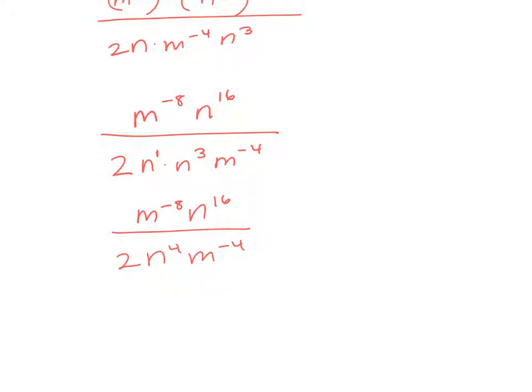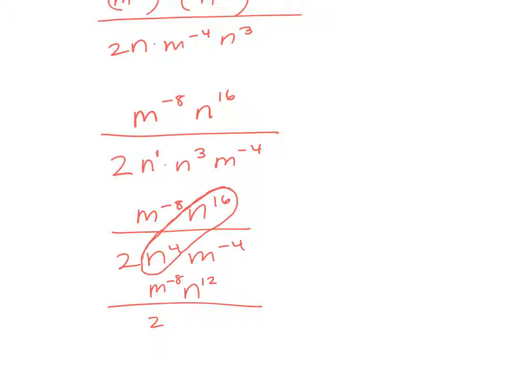And what I'm going to do next is look at my n's, and I'm going to subtract the exponents because I'm dividing two terms, n to the 16th, n to the 4th, that each have the same base. So because of that, I'm going to subtract the exponents. And so that gives me n to the 12th.